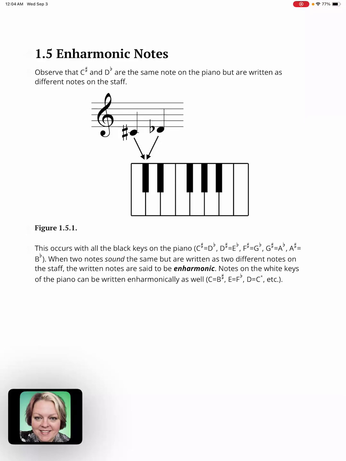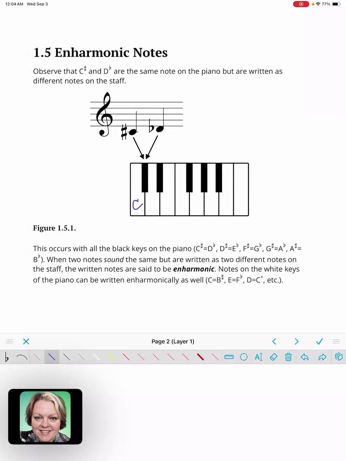Because if you have a C, which is right here, that's actually a C sharp, that means you got to go one key to the right. So you're going to go to that black key. But you got a D for the flat. That means you go one to the left, which means you'd also go to that black key. So they all have two names.